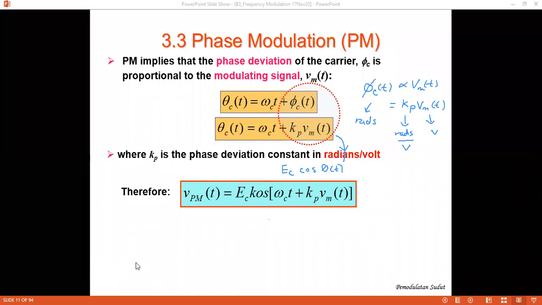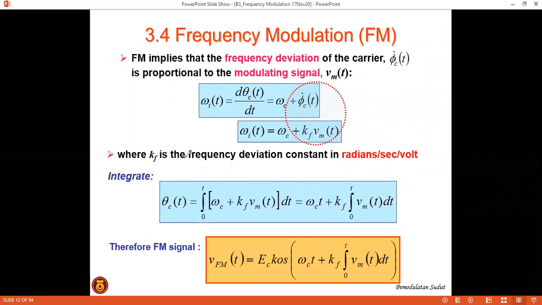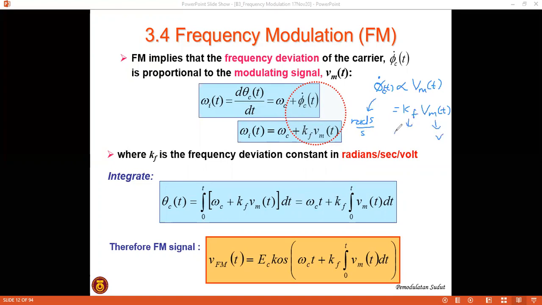Okay, let's look at the general equation for FM. For FM, the one that changes proportional to VMT is the frequency deviation. It's not the phase deviation. So the first derivative of our phi CT is proportional to our VMT, equal to KF VMT. What's the unit here? It's radians per second, it's frequency. VMT is in volts, so KF has to be in radians per second per volt. So you have to take note: the unit is different between KF and KP.